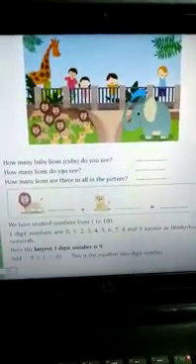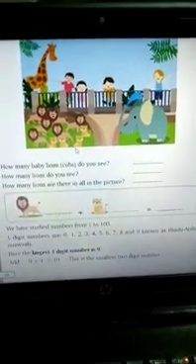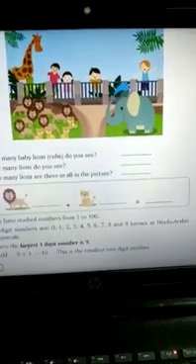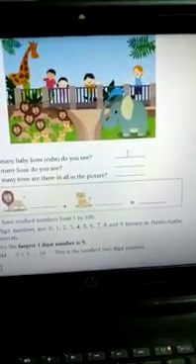The first one is, how many baby animals, I mean cubs, do you see? इसमें से कितने लायन के बच्चे दिख रहे हैं? तो हम काउंट करेंगे 1, 2, 3 and 4. There are 4 baby lions. So here is the answer 4.